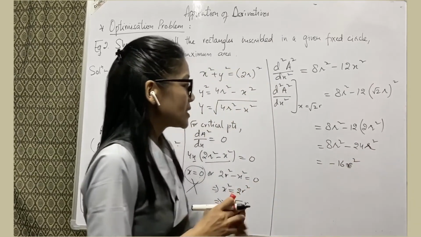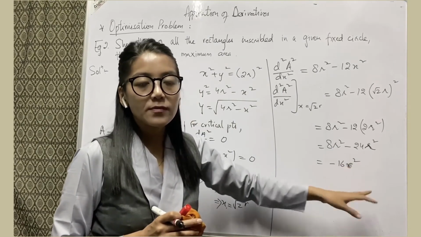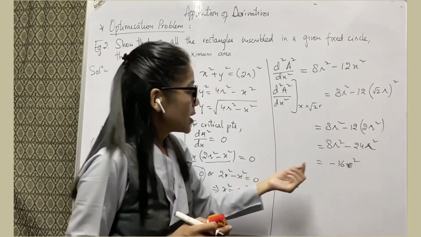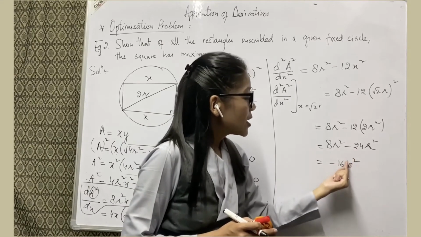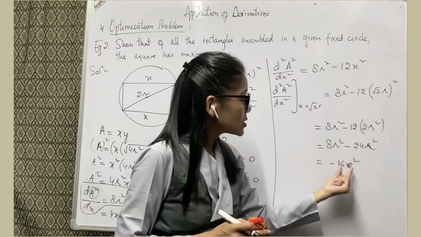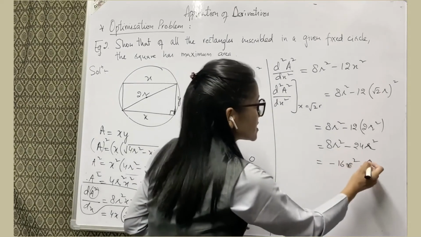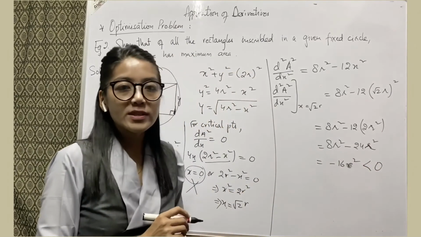Now what is this r? r is the radius of the circle, a fixed circle, which is positive. Even r squared is always positive. When you multiply a positive term with a negative term, the result is always negative. So this term is always less than 0. It is always negative.